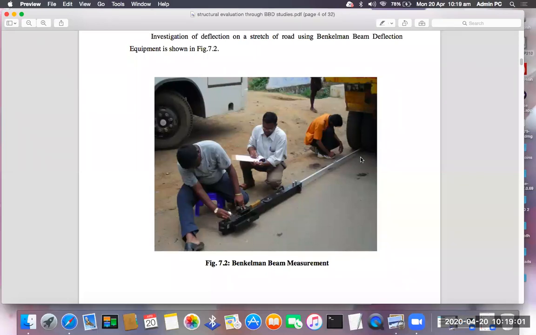That end is known as the probe. Okay, and there is a hinge, and one more at the end part of the beam, which has a dial gauge to measure the deflection. There is a level tube to ensure that the beam is exactly leveled, and there is a handle to it. So to carry this equipment, this is how it is done.